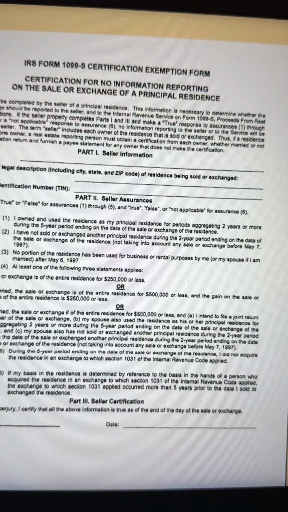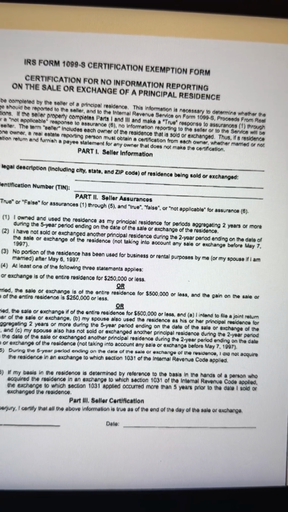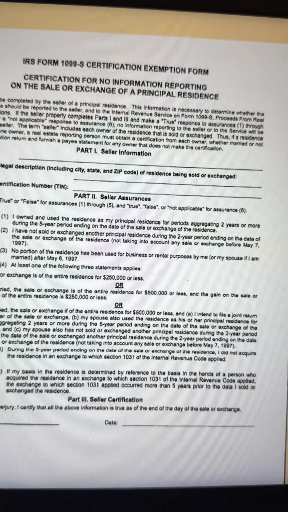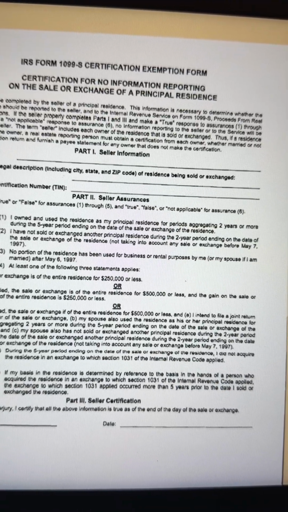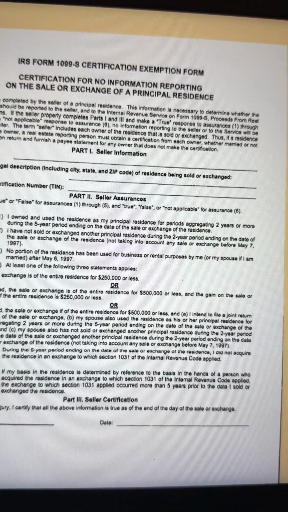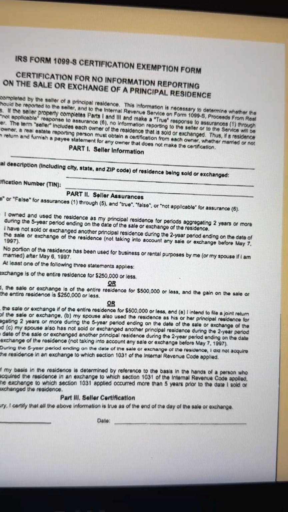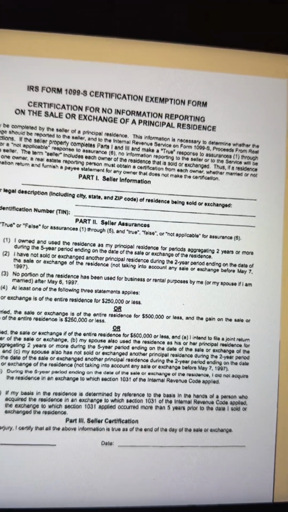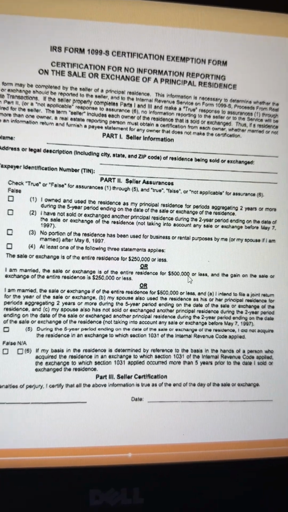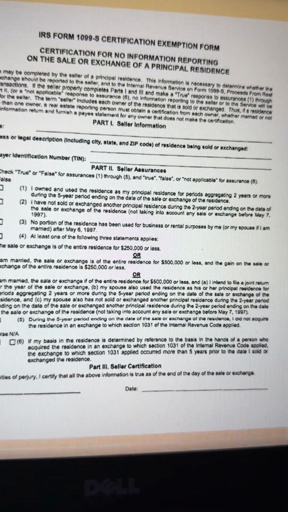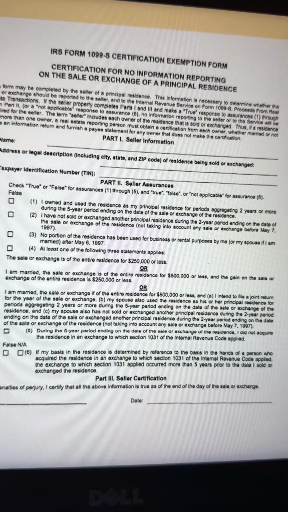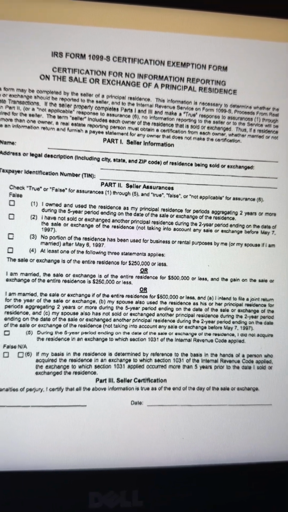Next question is asking if they've sold or exchanged any other principal residence in the 2-year period ending on the date of the sale or exchange of the property. If they haven't sold anything else, it's going to be true. If they have sold anything else, it's going to be false. Number 3, no portion of the residence has been used for business or rental purposes by me or my spouse, if I am married, after May 6th of 1997. If they didn't use it as a business or rental, it's going to be true.